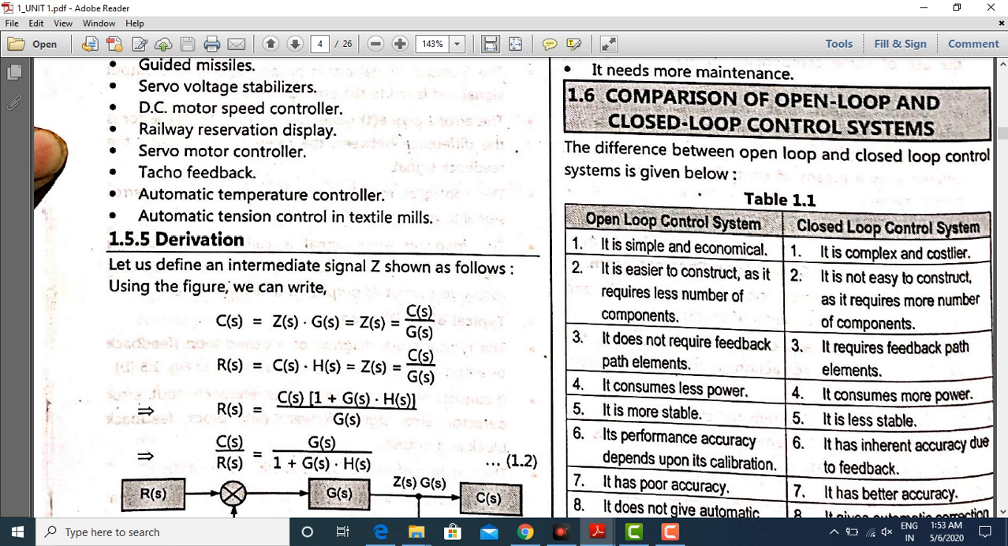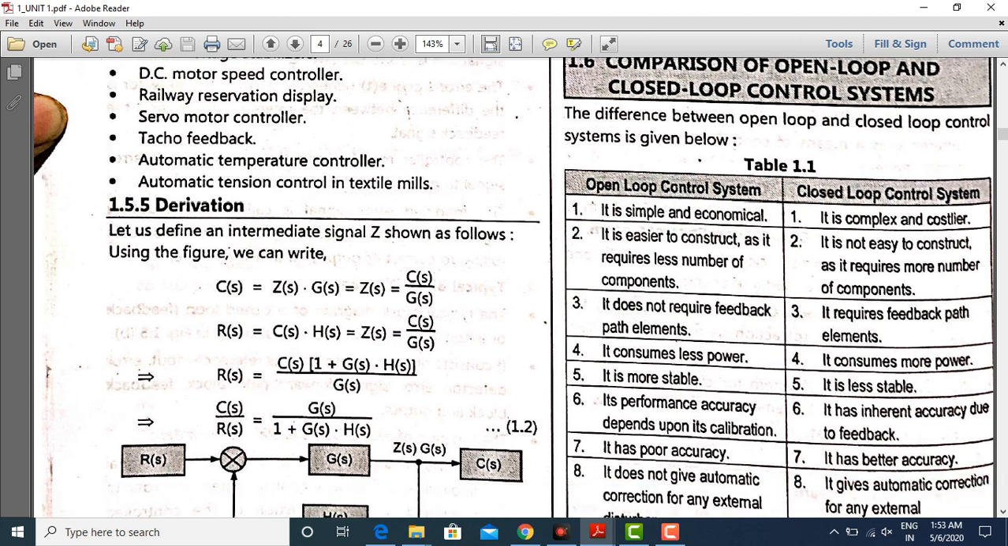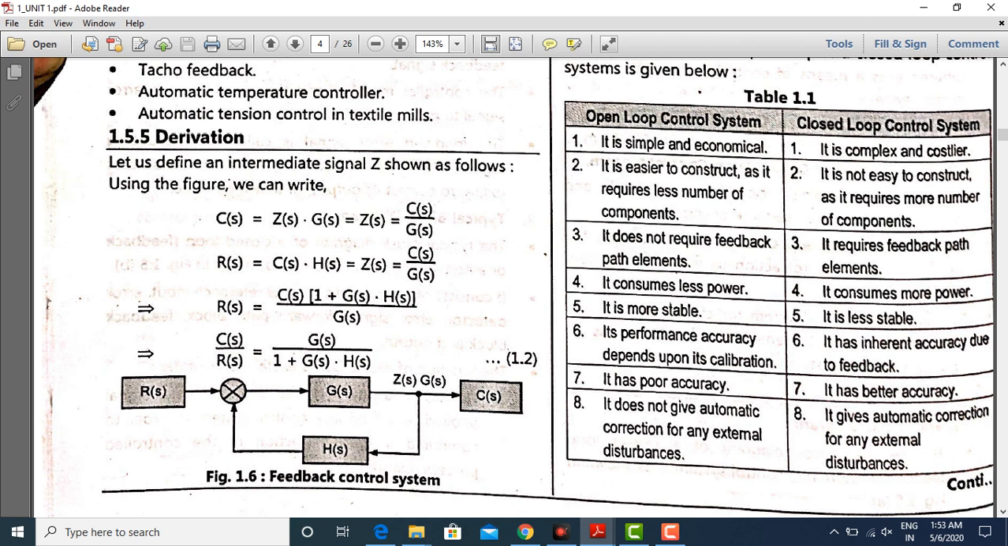Just remember this table. It is very simple. Open loop is simple and economical. Closed loop is complex and costlier. Second point, open loop is easier to construct as it requires less number of components. Closed loop is not easy to construct as it requires more number of components. Third point, open loop does not require feedback path elements. In closed loop control system, it requires feedback path elements.